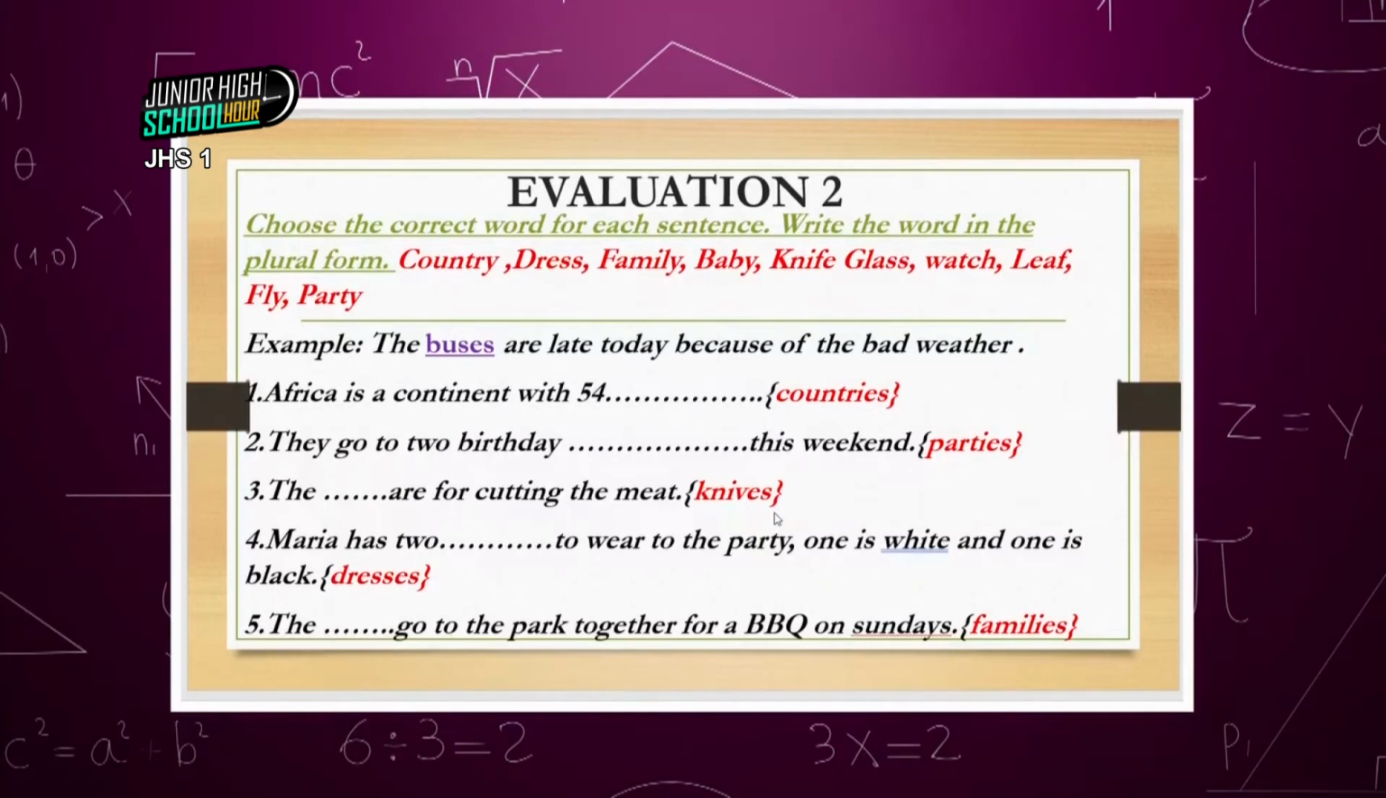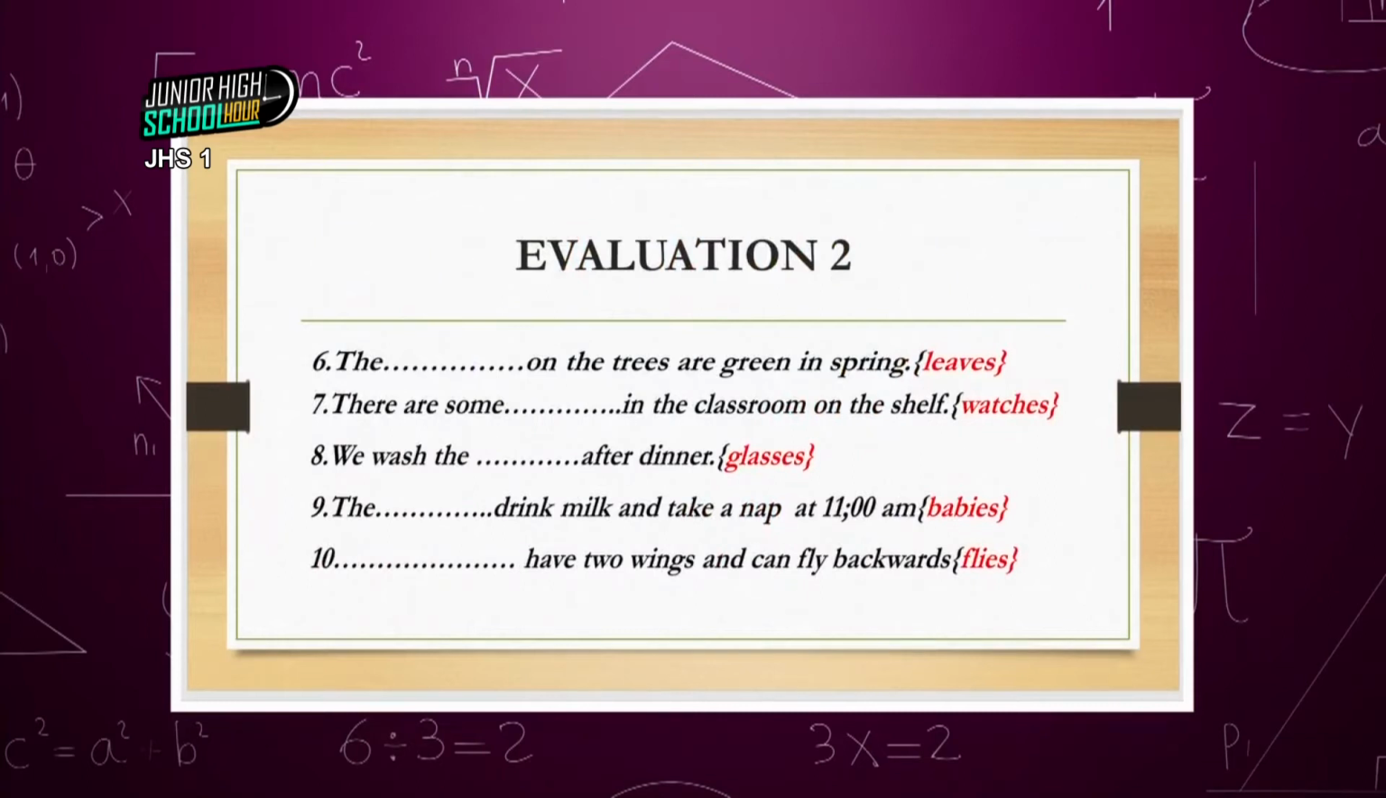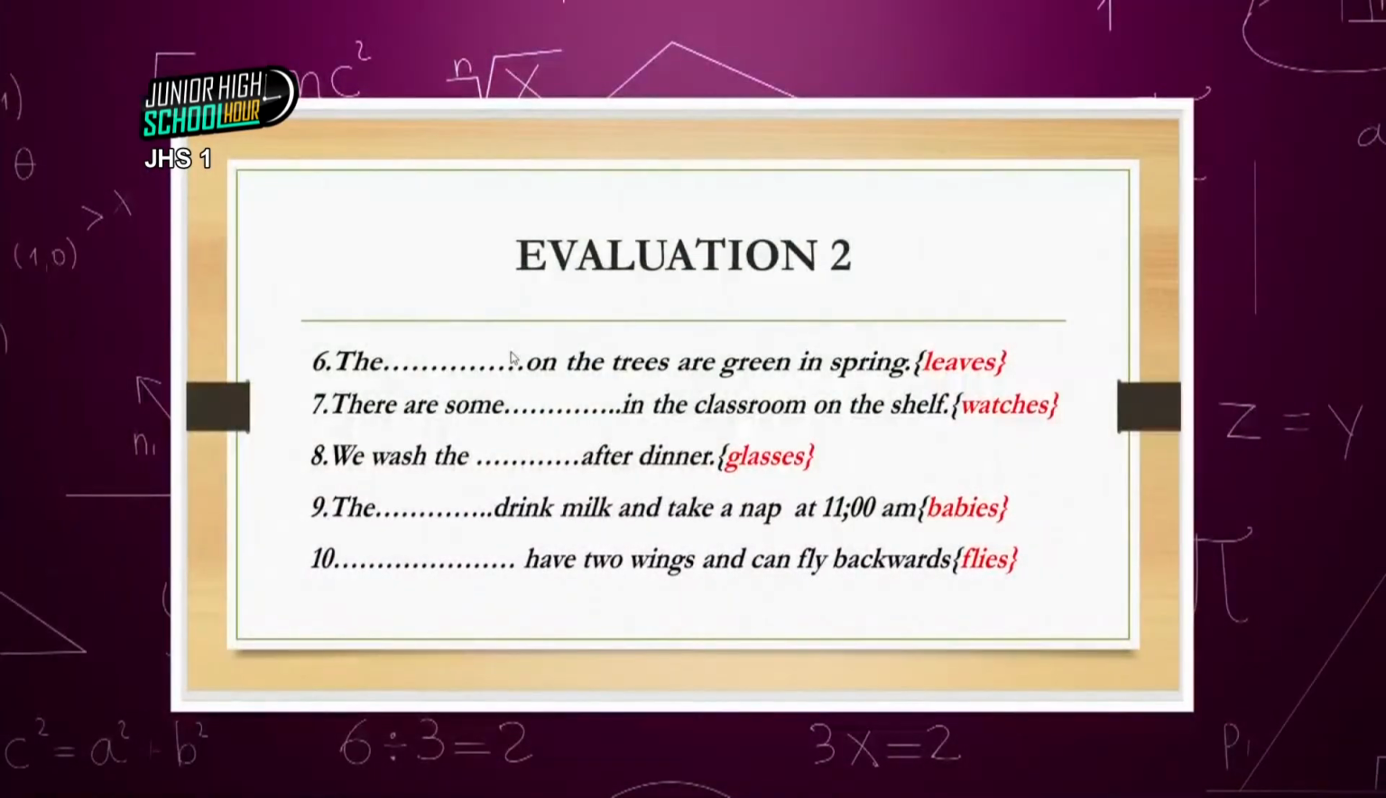Okay, all right. Then finally, the 6 to 10. So the dash on the trees are green in spring. My answer is we have leaves here. So which one did I pick from the top there? Obviously leaf. Okay, and there are some dash in the classroom on the shelf. My answer, I have watches. So obviously up there we have watch. That was how we got our answers.